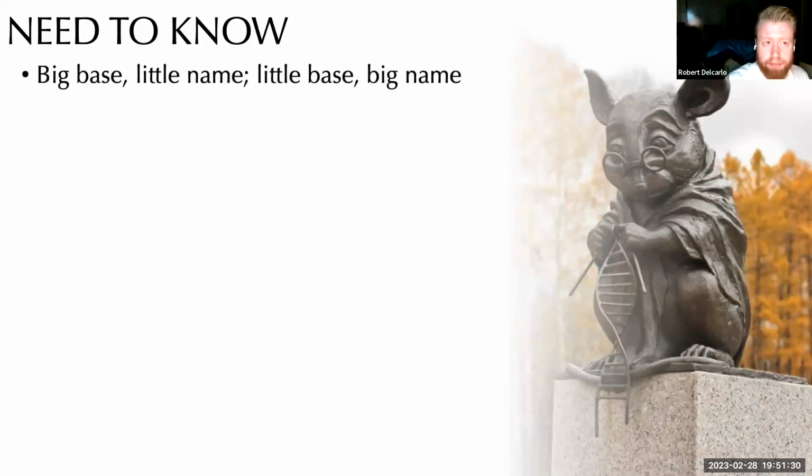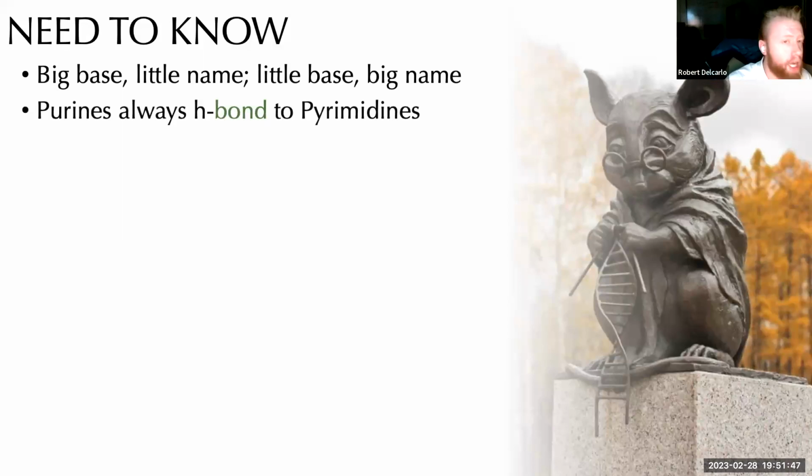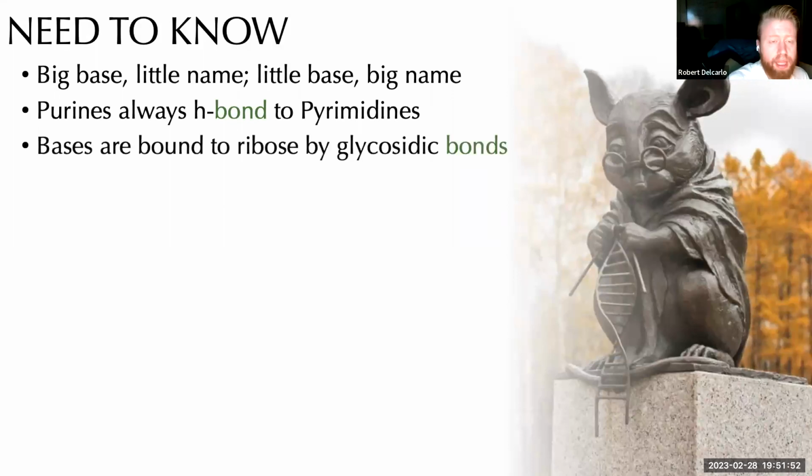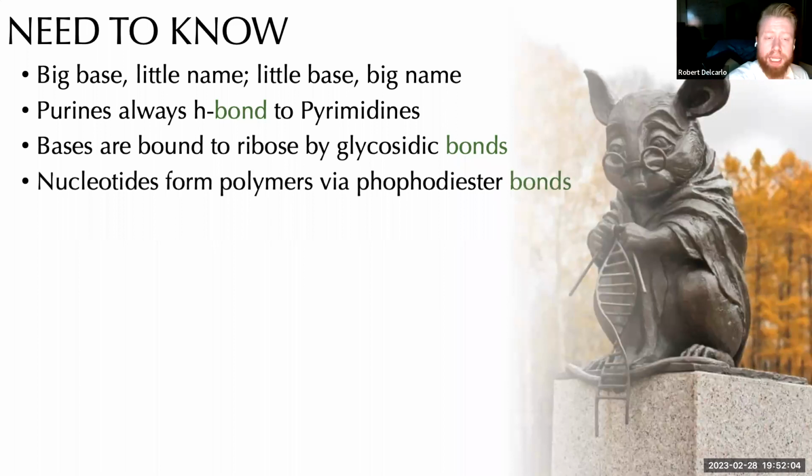Big base, little name. Purines have 2 rings on them. That's a big nitrogenous base with the little name purine. Pyrimidines have 1 ring on them. That makes them a little base with a big name, okay? Purines always hydrogen bond to pyrimidines and vice versa. And then nitrogenous bases are bound to ribose or deoxyribose via glycosidic bonds, and that glycosidic bond is formed by a dehydration reaction.